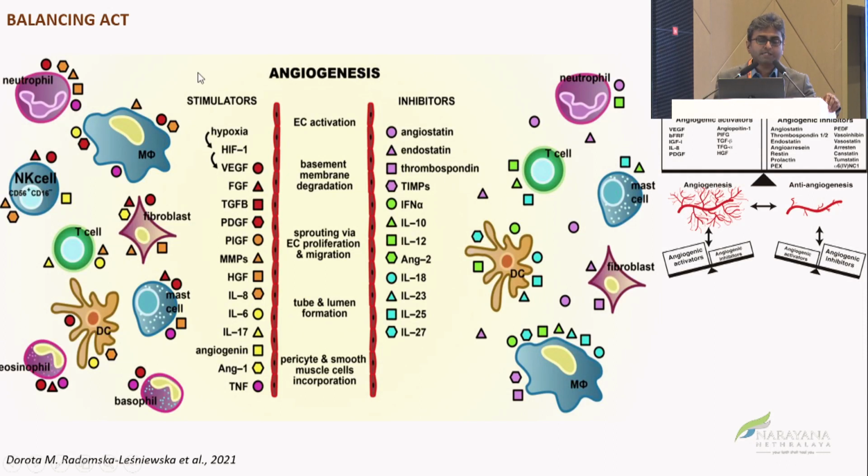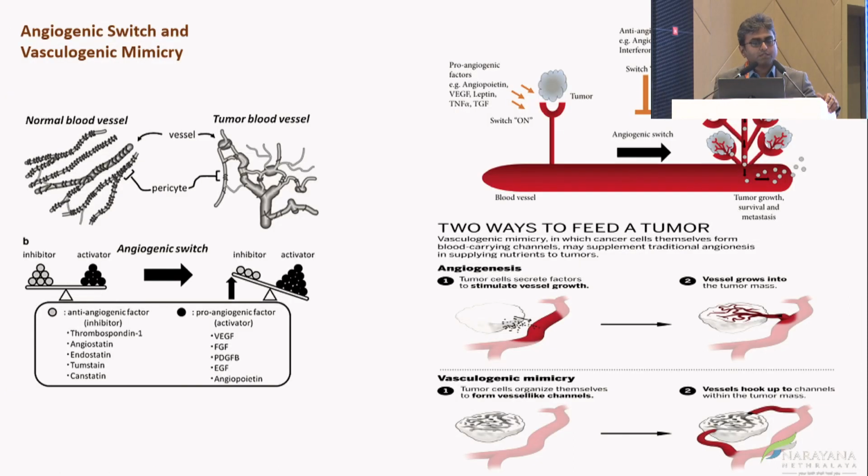As you can see, the initial stimulator is hypoxia, and this is how it usually progresses. So many factors are involved, and these are the inhibitors. So it's a fine balance that is maintained in a normal healthy person. The angiogenic switch is where you have angiogenic factors more than anti-angiogenic factors, and that is how the blood vessels start growing and the tumor cells fill. When the switch is off, the balance is maintained, but when the switch is on, angiogenesis starts again.